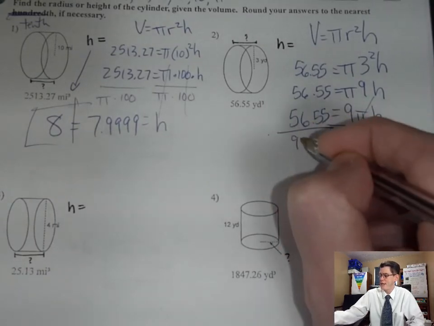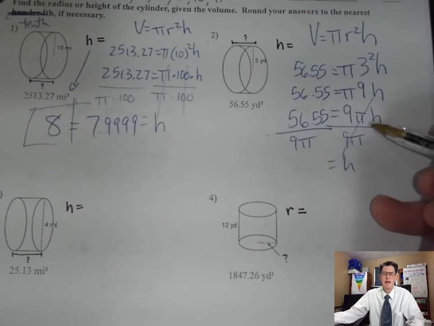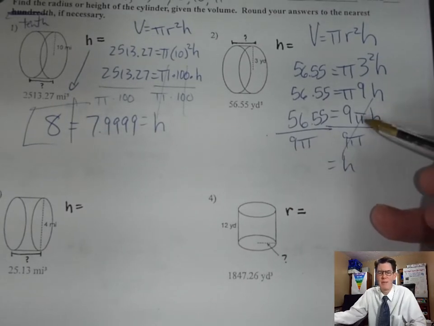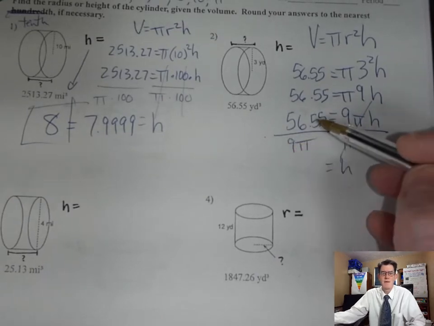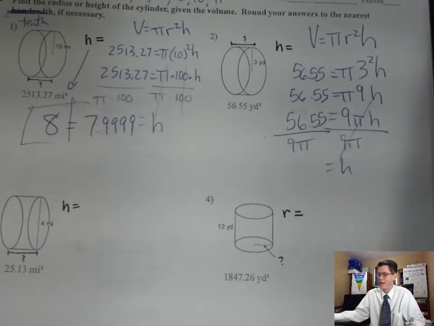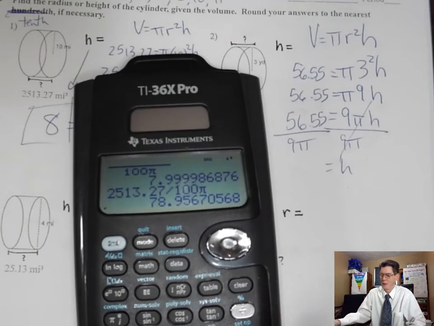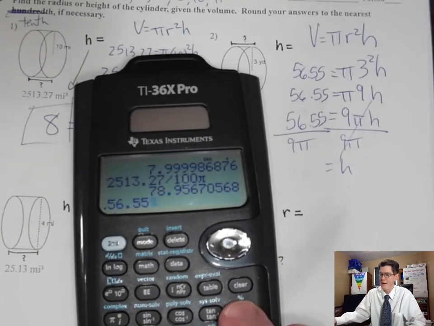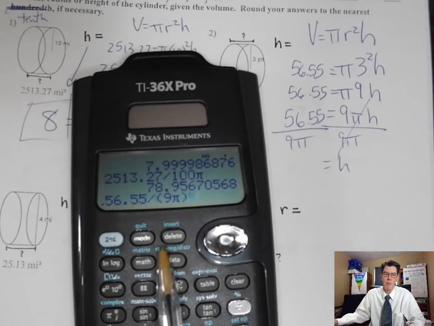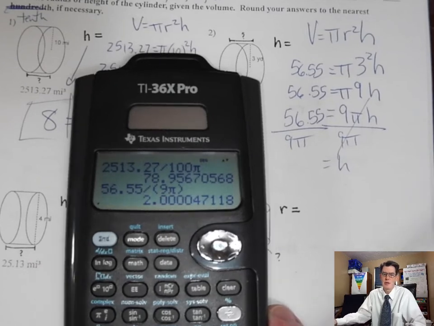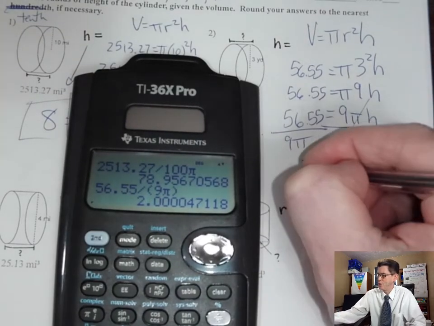And divide that by 9 pi. Did I say divide by 9 pi h? Sorry if I said divide by 9 pi h. We're just dividing by 9 pi. Whatever 56.55 divided by 9 pi is, gives us our answer. So 56.55 divided by, be careful, make sure that the pi is part of the denominator. The answer is 2. The height is 2 when you round to the nearest tenth.